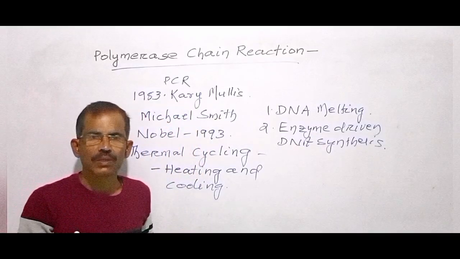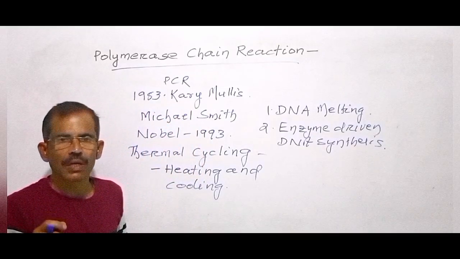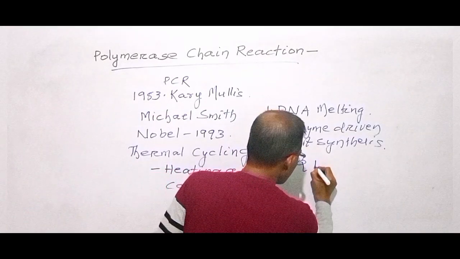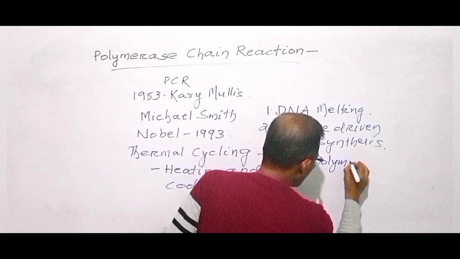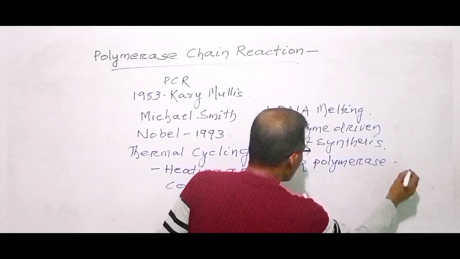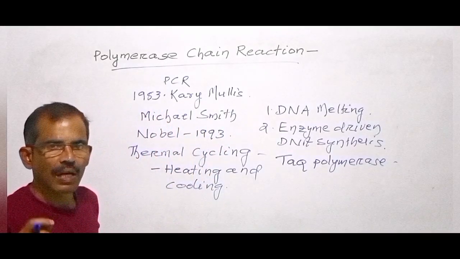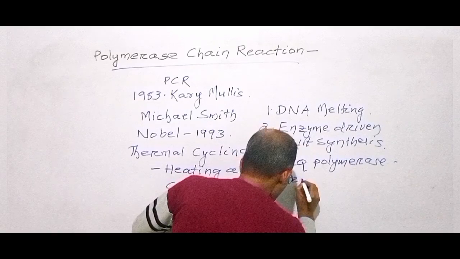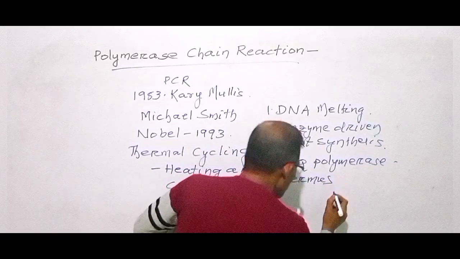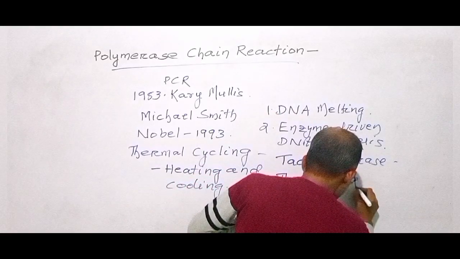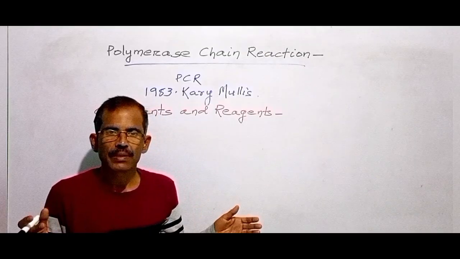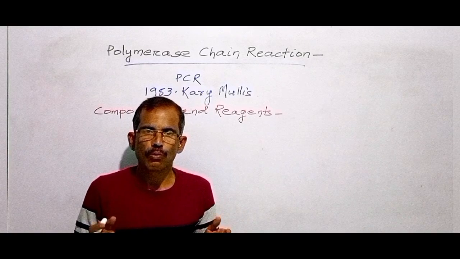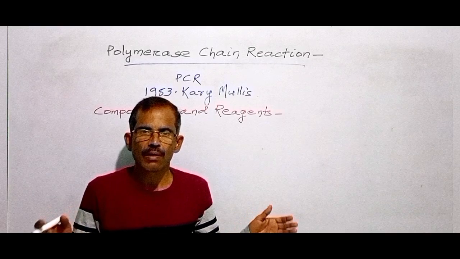Most PCR applications employ a thermostable DNA polymerase such as Taq polymerase. This enzyme was originally isolated from a thermophilic bacterium known as Thermus aquaticus. Most PCR methods amplify DNA fragments that are between 0.1 and 10 kilobase pairs long.